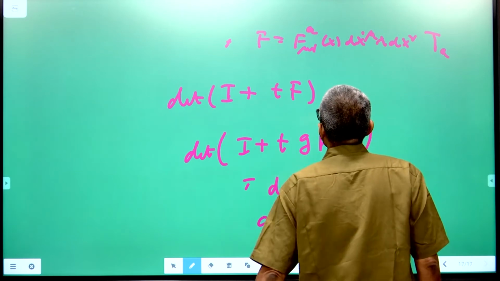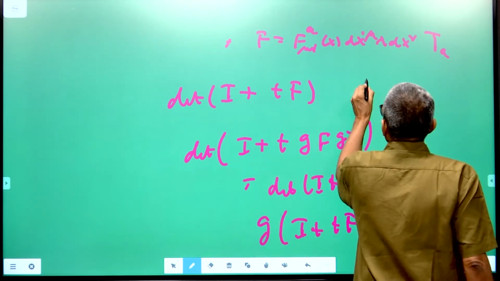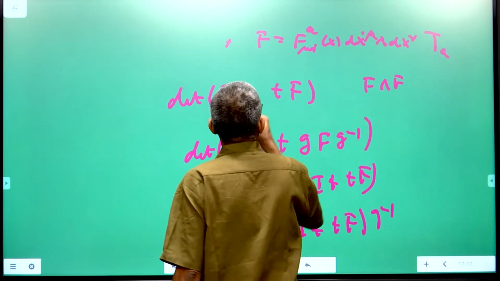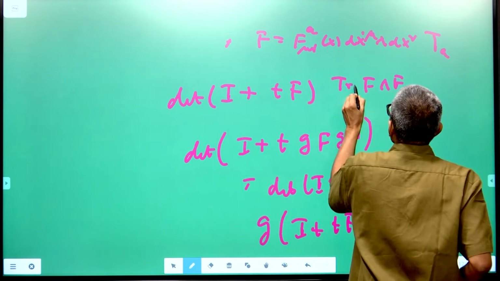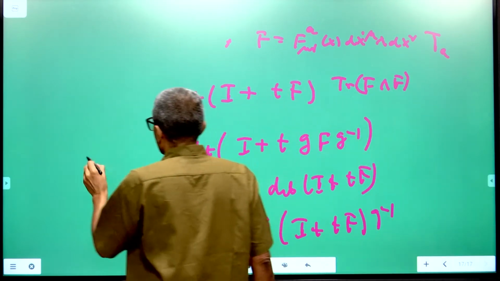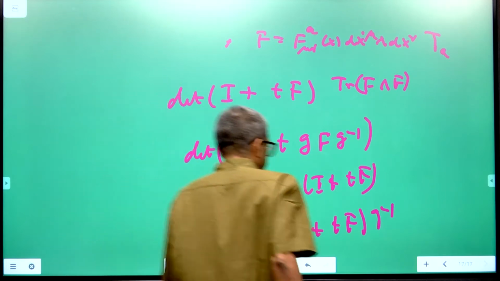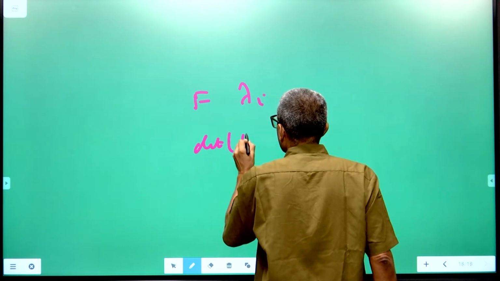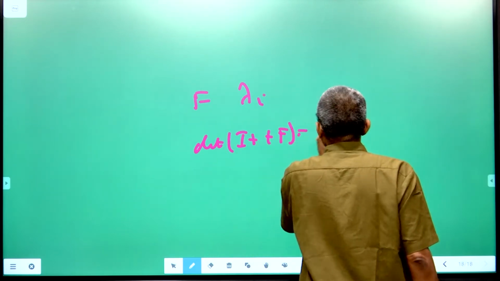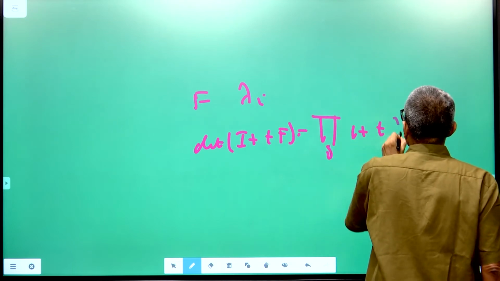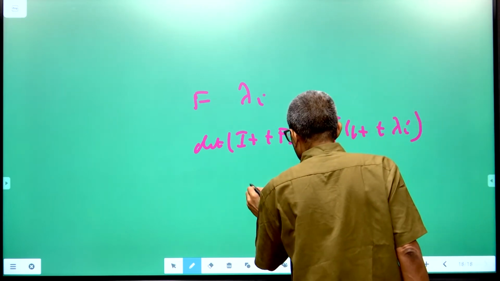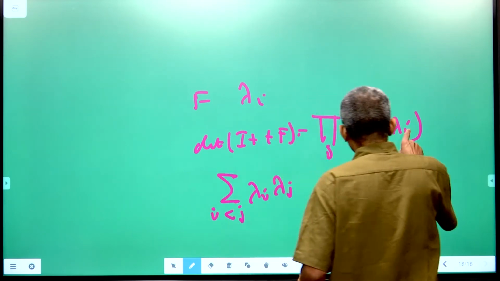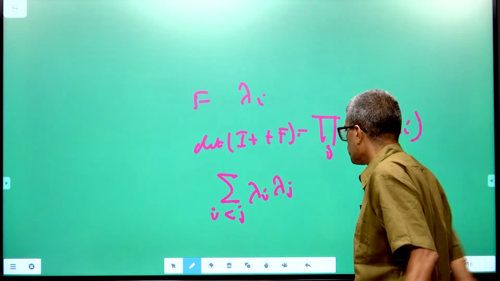If you look at the T square term, the coefficient of T square will be F wedge F into some constant. It is because it will be a trace of F wedge F. You can look at it this way also. If you take any matrix F having eigenvalues lambda i, then determinant of I plus Tf is nothing but the product over all the i's of 1 plus T lambda i, and the coefficient of T square here is lambda i lambda j, summation i less than j. This is the coefficient of T square in this expansion, where lambda i's are the eigenvalues of F.